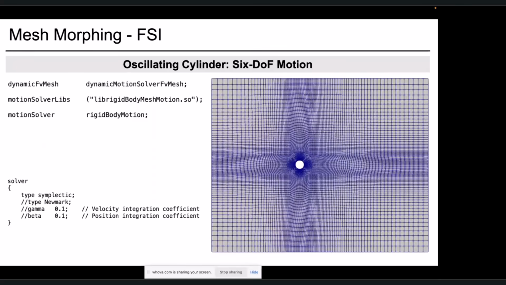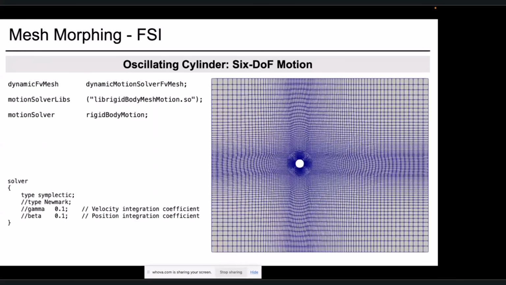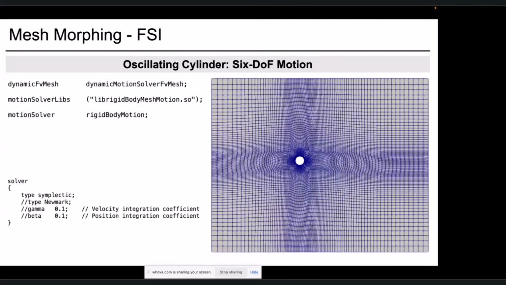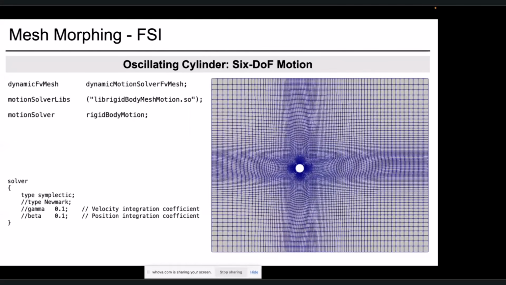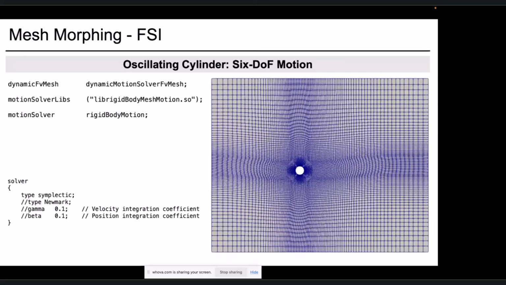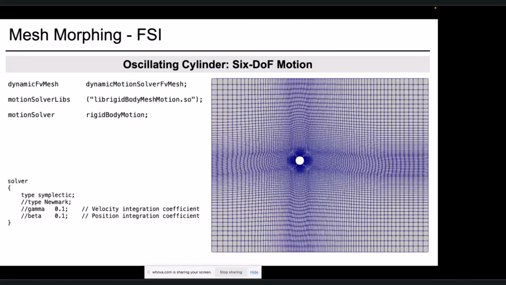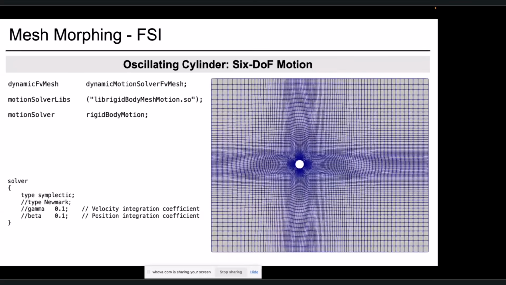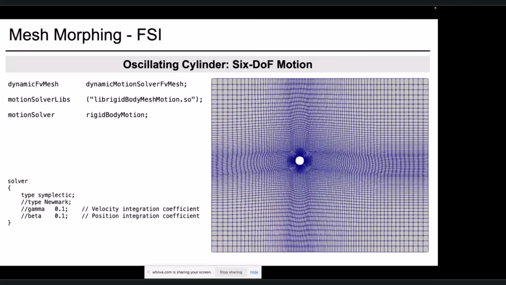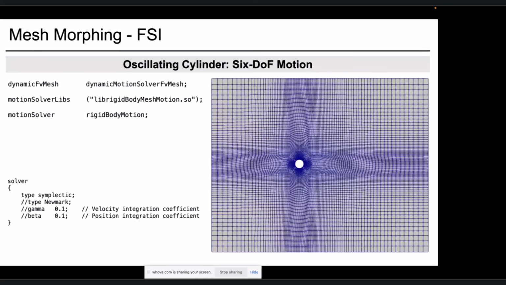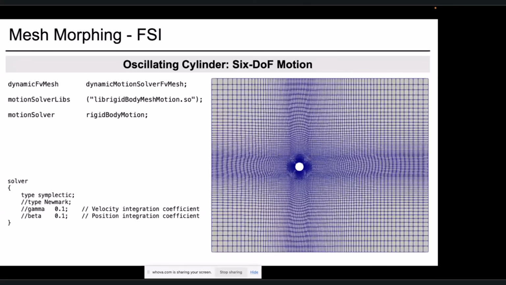So not only prescribed motion, but also flow-induced motions can be simulated using mesh morphing. However, here the dynamic mesh will have other details such as the constraints, the restraints, the mass, the inertia, and the stiffness, which are required to calculate the structural displacement. All right. And the forcing comes from the fluid forcing, either aerodynamic or hydrodynamic forces.